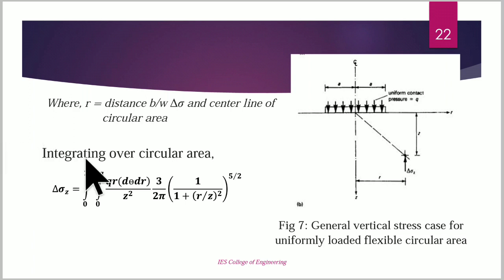Then simply by integrating over the circular area, delta sigma z is equal to integral 0 to 2 pi, integral 0 to a, q r d theta dr by z square into 3 by 2 pi into 1 by 1 plus r by z the whole square, the whole raised to 5 by 2. By simply integrating like this, we can get the values as we needed. The stress values which we needed can be obtained.